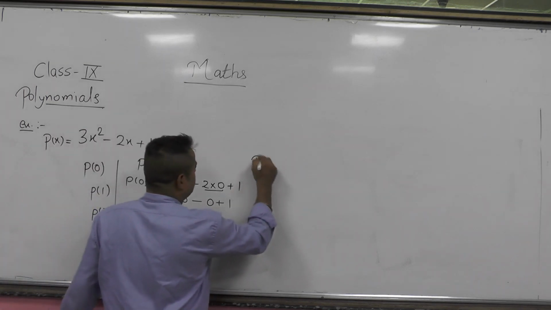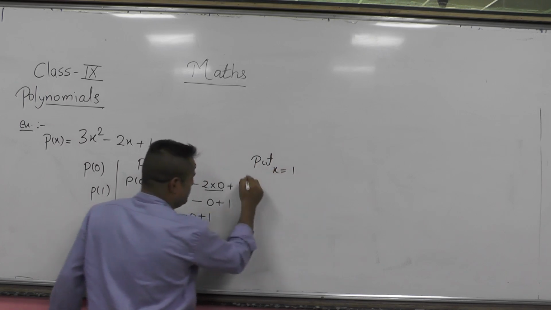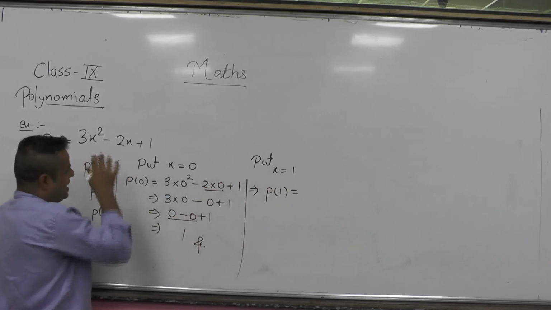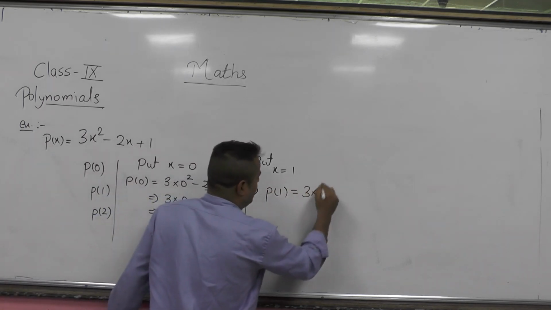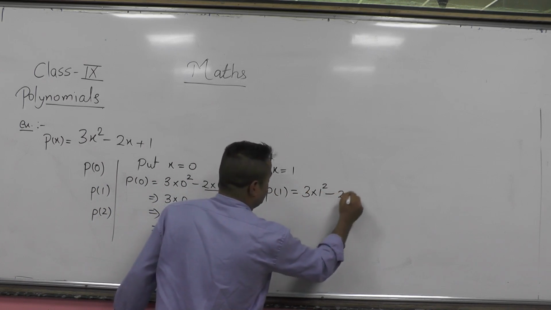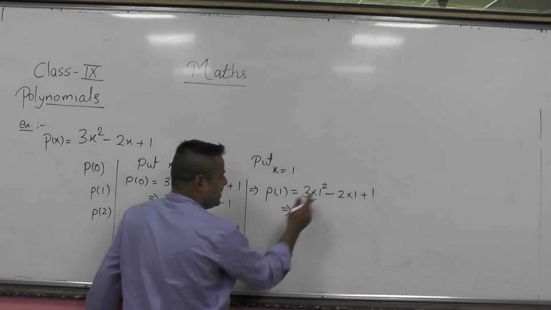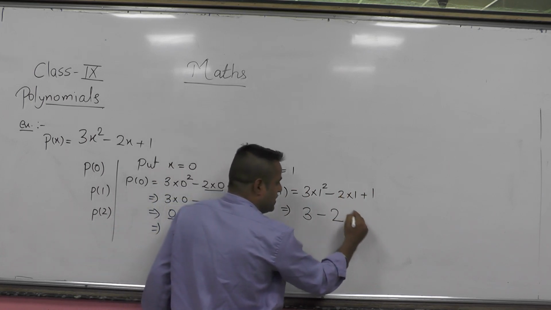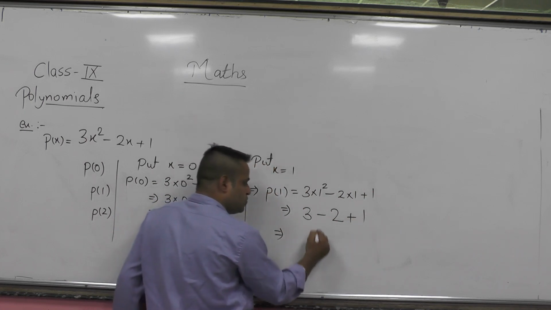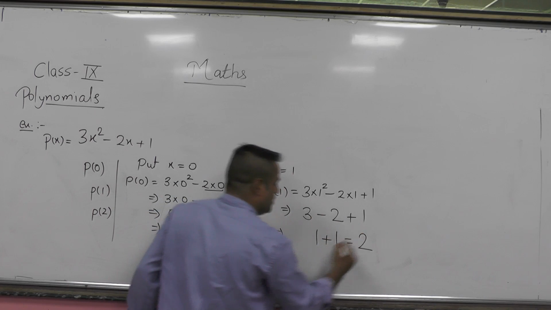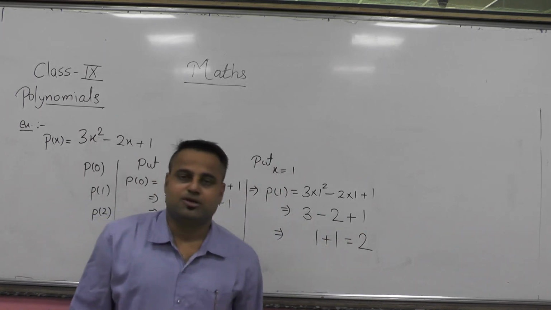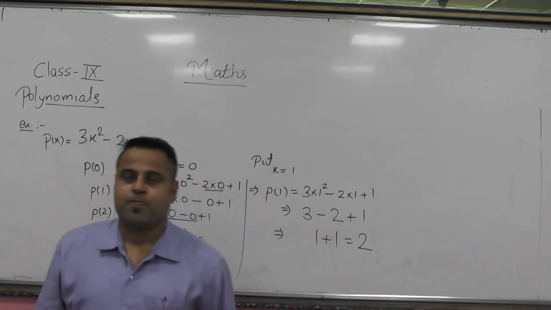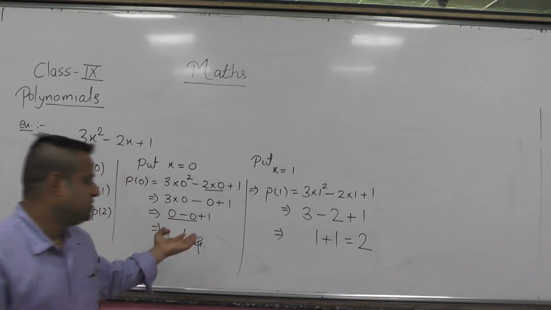Likewise, we can now put x equal to 1 in this expression again, so that we can get P1. Again we are putting the value here: 3 into 1 square minus 2 into 1 plus 1. Now 1 square is 1, so 3 ones are 3, 2 ones are 2, and plus 1. Now 3 minus 2 is 1 and 1 plus 1 is 2. So that P1 value we got is 2. This is how we get P0, P1.